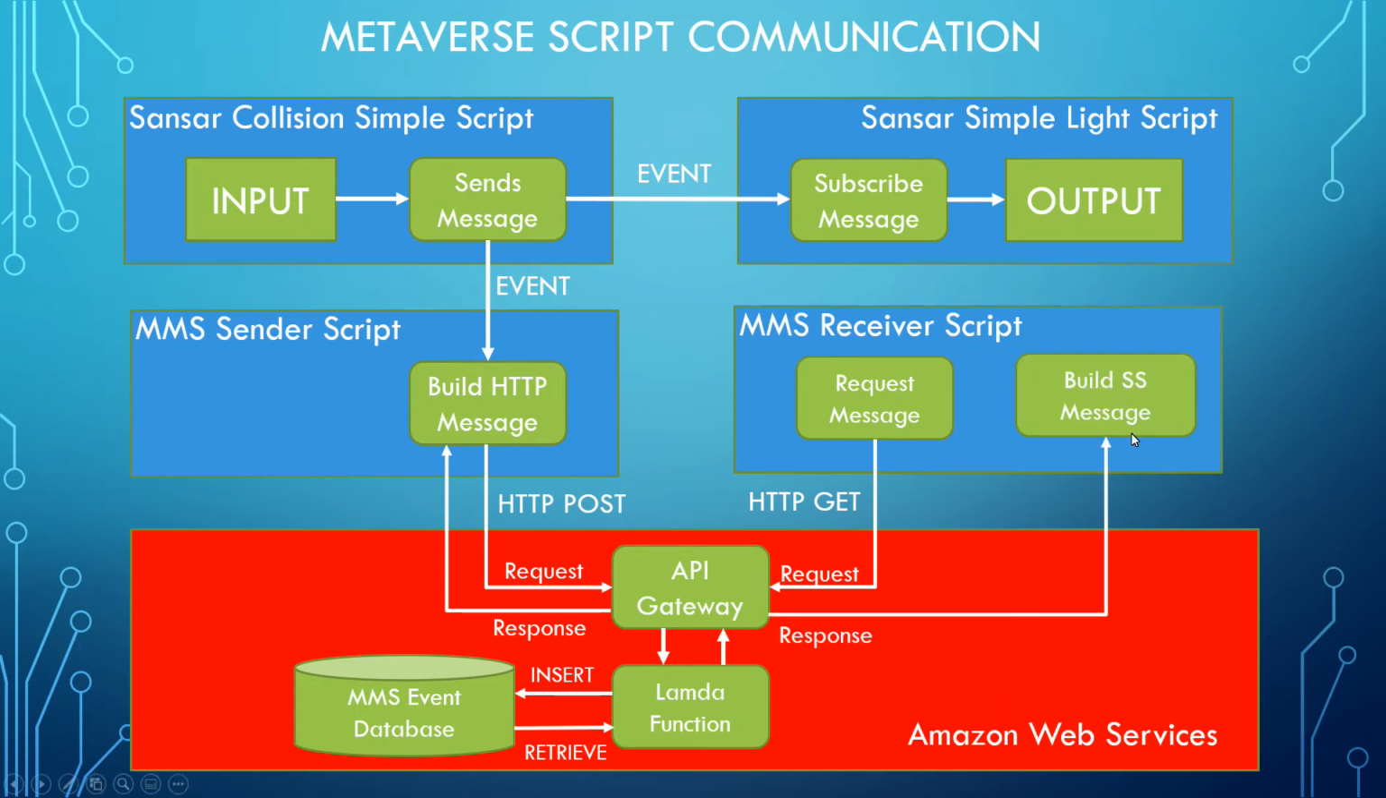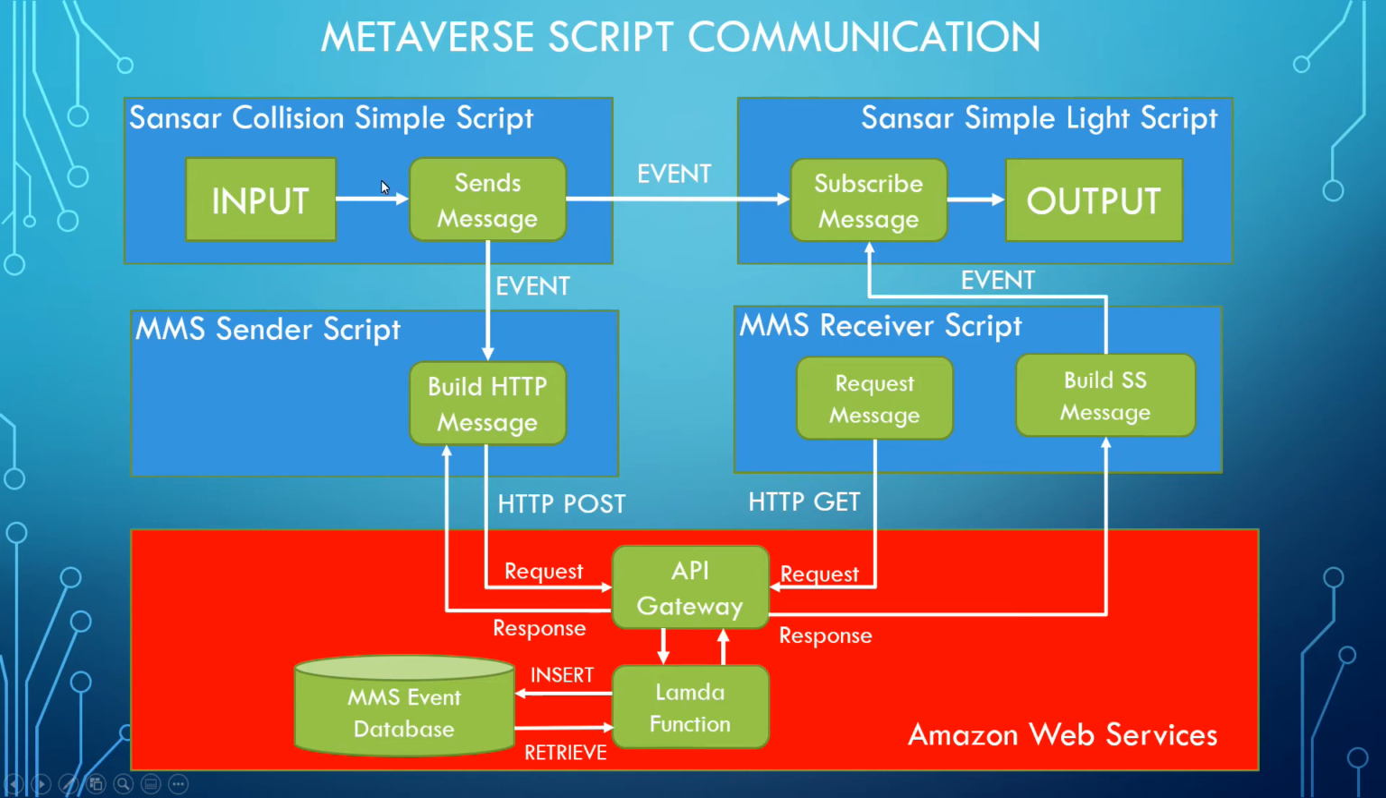Once it's got that information, it will send it back. And the receiver script then builds a simple script message. So it takes the data that it got out of the database and says, I need to communicate with the Sansar server, so I need to be using a simple script message. It can be something called a reflective message, but let's just say a simple script message. And then once it's got that built, it sends that event and it turns on the light.